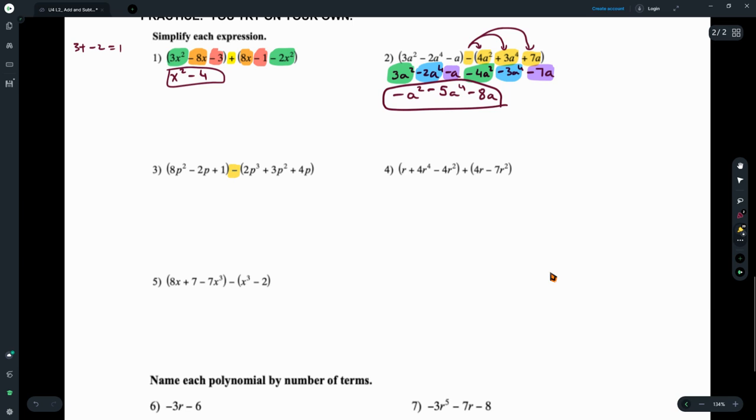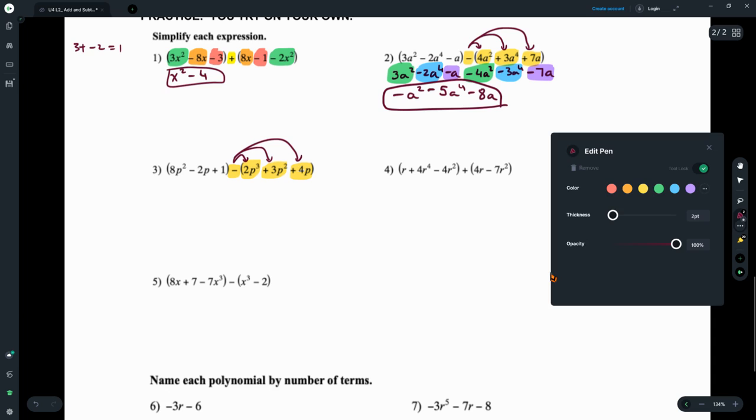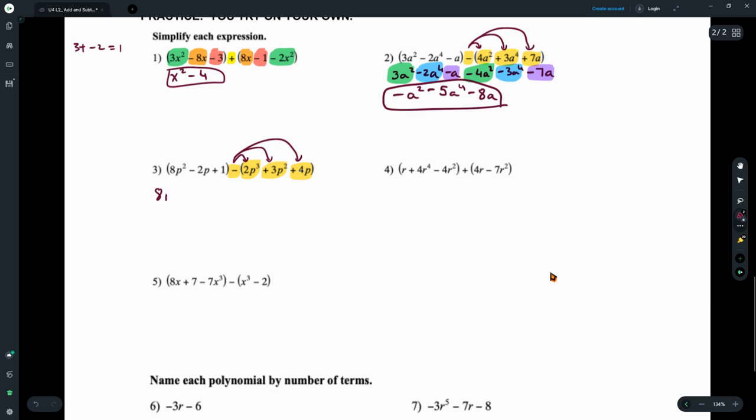This one here is a subtraction. So again, you have to distribute that in, into each of these three guys, and they get the sign. The ones in front stay the same. Here, negative 2p cubed, negative 3p squared, negative 4p.